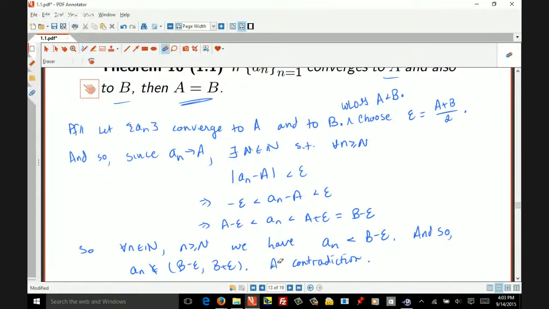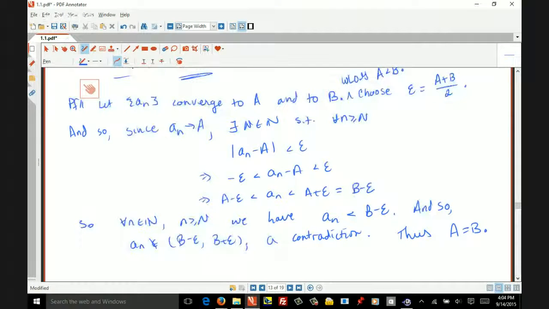So if this is a contradiction, I have to fix it. A is equal to B. If A is equal to B, then I know that a sequence a_n converges to at most one value.